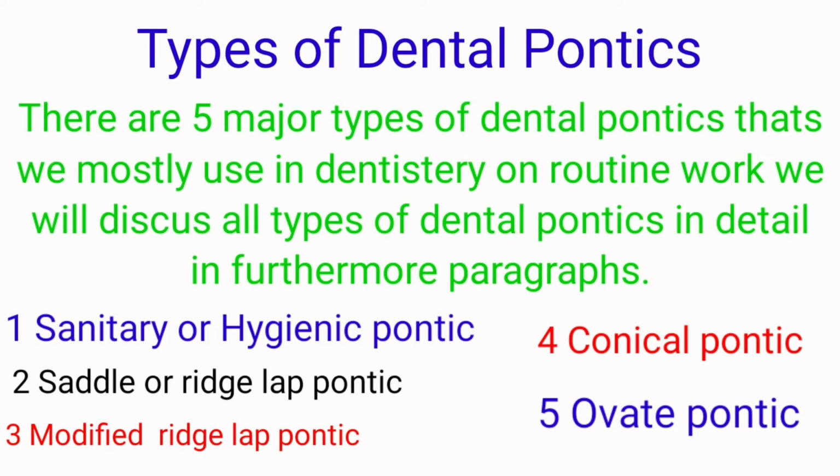Types of dental pontics. There are 5 major types of dental pontics that we mostly use in dentistry on routine work. We will discuss all types of dental pontics in detail in the following paragraphs. Type number 1. Sanitary or hygienic pontic. Number 2. Saddle or ridge lap pontic. Number 3. Modified ridge lap pontic. Number 4. Conical pontic. Number 5. Ovate pontic.